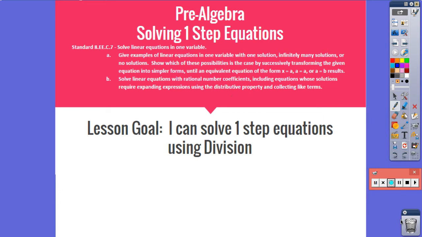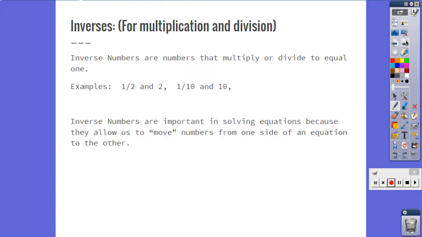Alright, this video is about solving one-step equations, and this time we're going to focus on division. Our standard here is solving linear equations in one variable. So we're going to go over inverses again, and this is for multiplication and division. Inverse numbers are numbers that multiply or divide to equal 1.